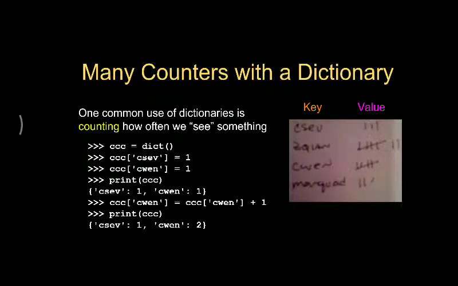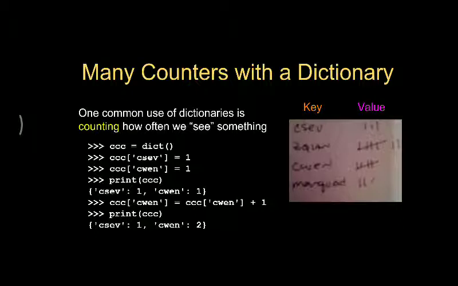Many counters with a dictionary. One common use of dictionaries is counting how often we see something. Here there is important work done with the key value pairs. We are going to do manual work to count the different patterns available in particular elements. So there is one example here.